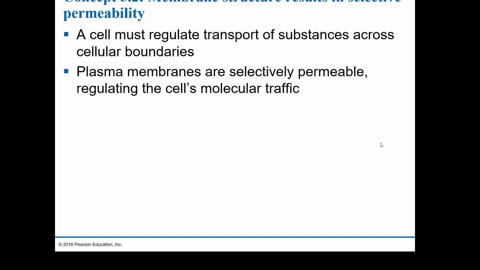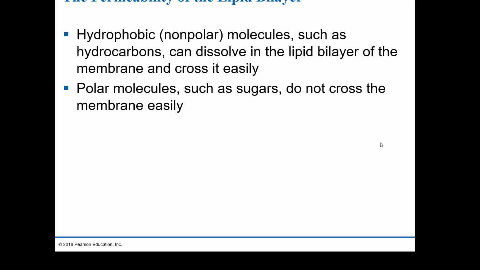You couldn't survive closed up in your house without doing anything, right? You have to have a door, a way to let things in and for you to get things out. Plasma membranes are selectively permeable, as we talked about, and they regulate that traffic of things across. It's like your doorbell and the peephole, which allow you to regulate things. The membrane itself regulates things.